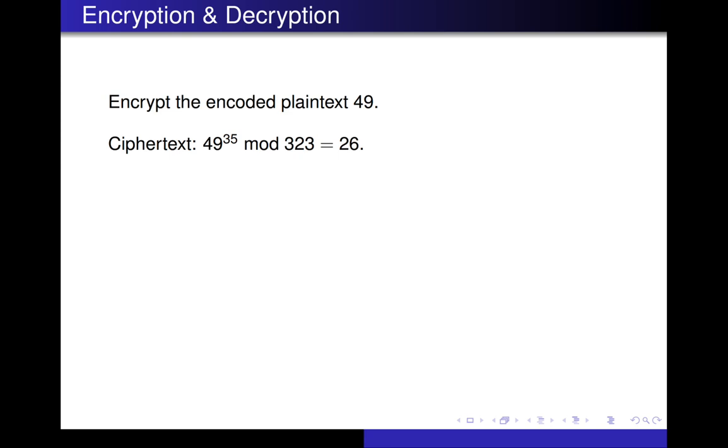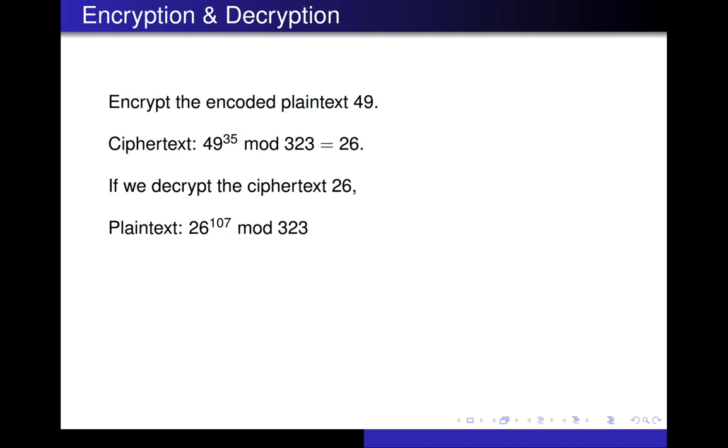Now I'm going to do the decryption on 26 to show you that you get back to the plain text. If we decrypt the ciphertext 26, our exponent is going to be 107, so you do 26 to the 107 mod 323. If you do that computation, again, not by hand, please, that'll be very painful for you to do, you end up with 49, which is what you started with.